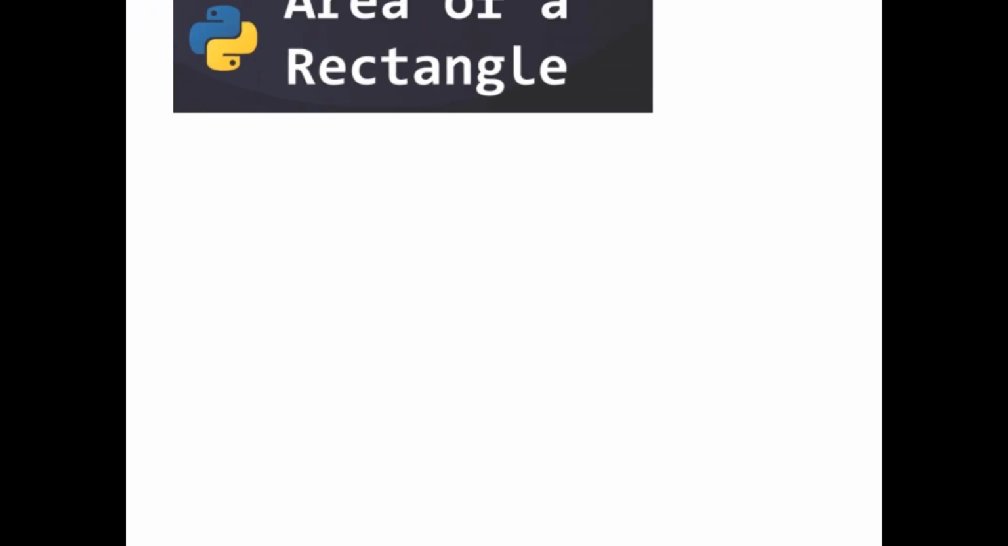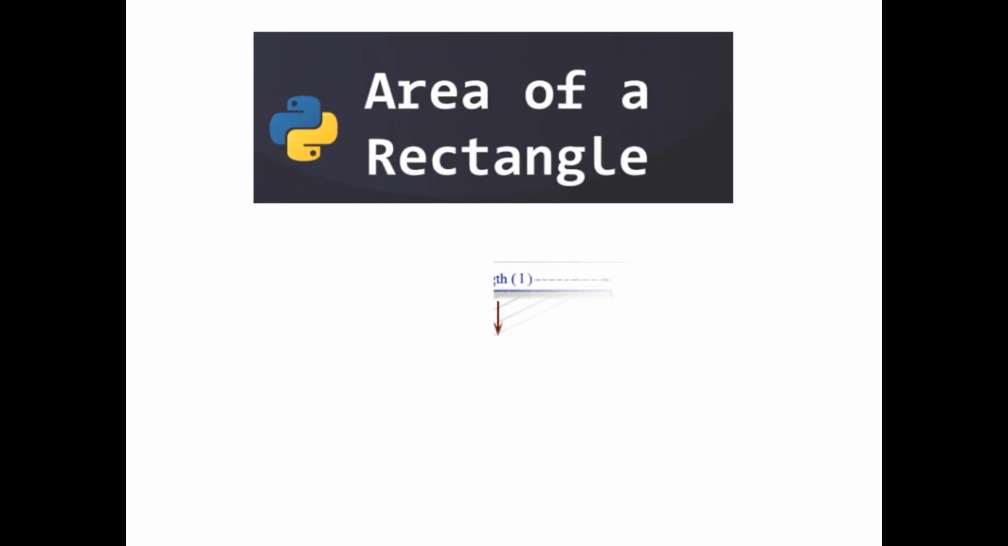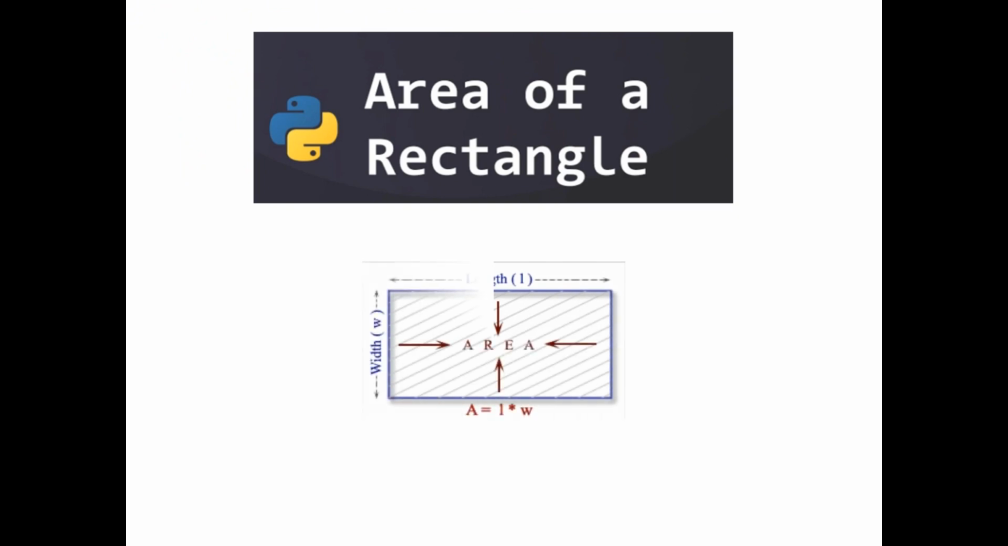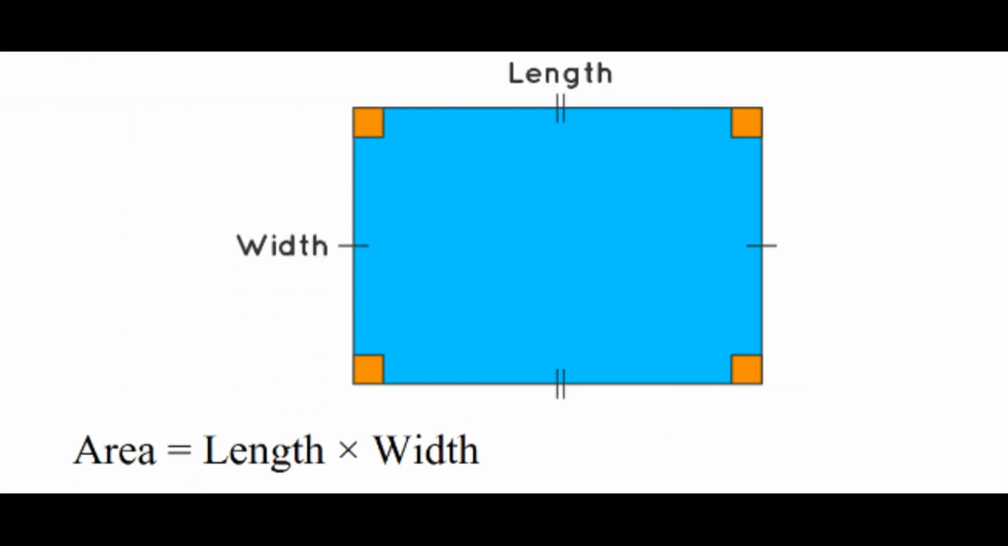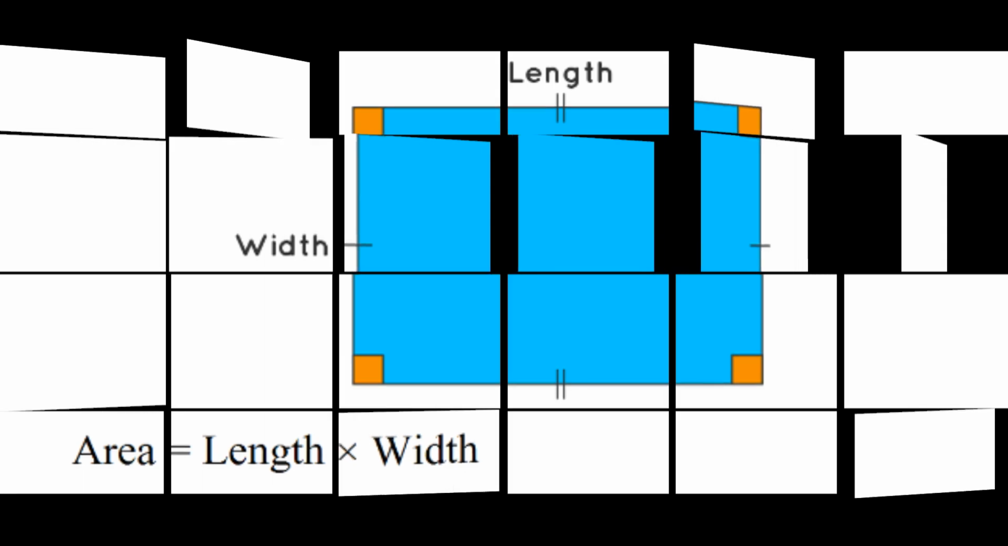Well, in the next program, we want to calculate the area of a rectangle. As you know, the formula to find the area of a rectangle is very simple: length multiplied by width. In this program, we'll use the input function to prompt the user to enter the length and width of the rectangle. Then we'll calculate the area using the provided values.